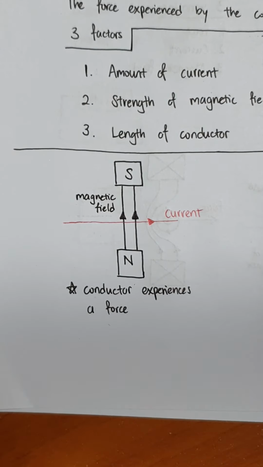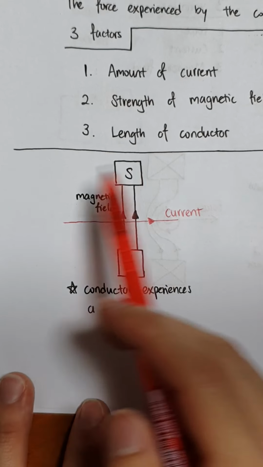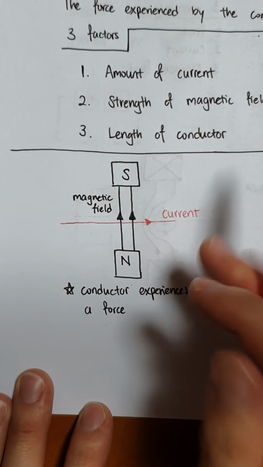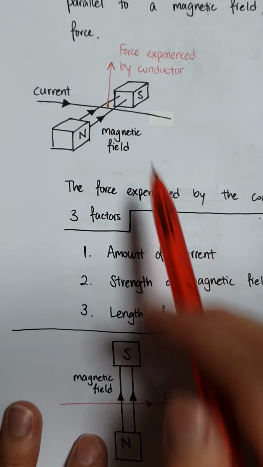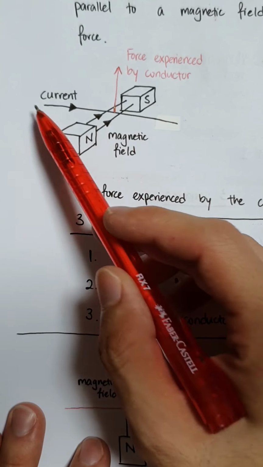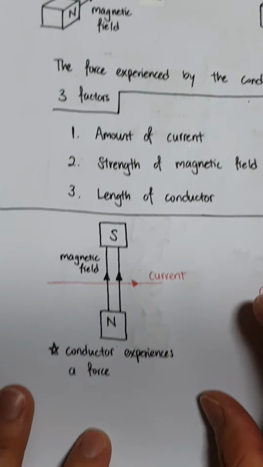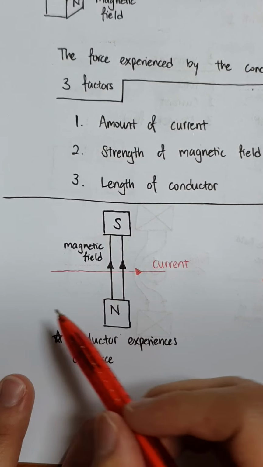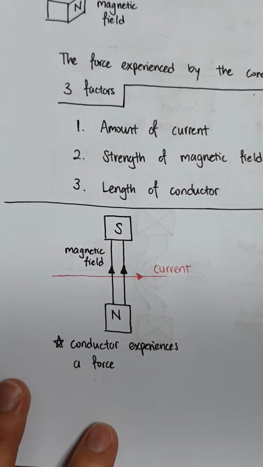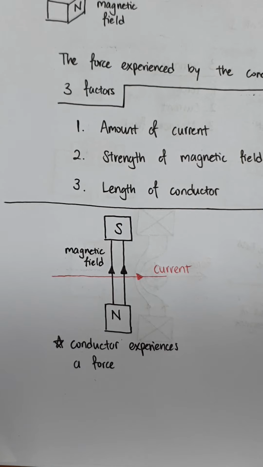Okay, so this diagram is another view for you to see. It is pretty much the same as what you see above here. North to south, and then there's a current carrying wire here. North to south, and then there's a current carrying wire over here. So the conductor will experience a force because you can see a 90-degree angle here.